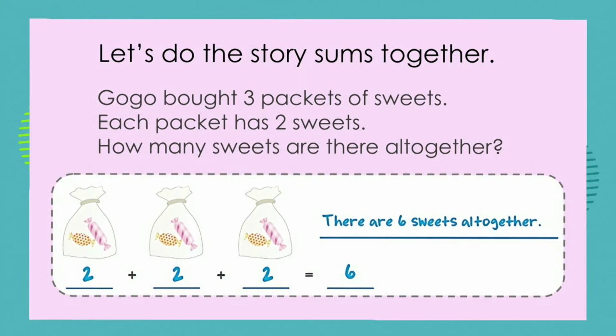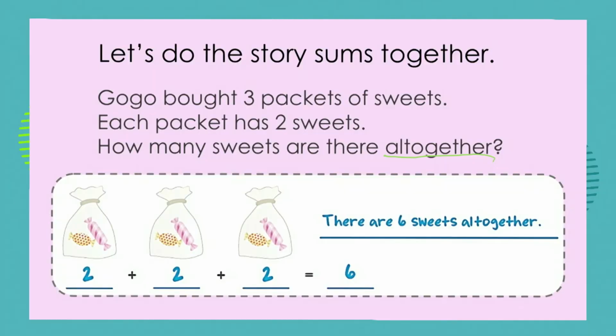It says, Gogo bought 3 packets of sweets. Each packet has 2 sweets. How many sweets are there all together? So do you know what the word all together means? It's very important when we are doing story sums. So when we see this word, we know that we need to find out how many things we have all together, which means we need to add or plus.